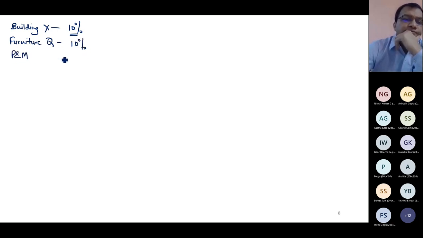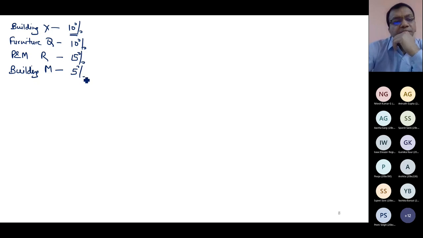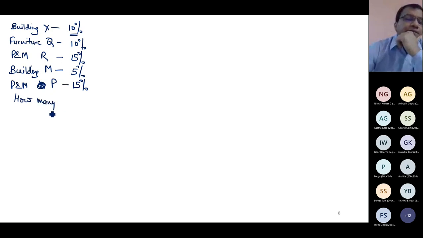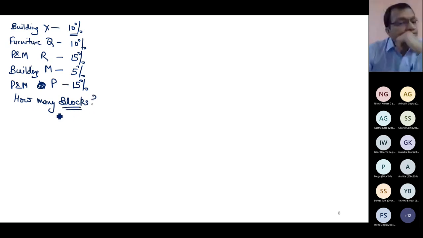Plant and machinery R, 15% rate. Building M, 5% rate. Plant and machinery, sorry, not X, P, 15% rate. Can you tell me how many blocks will be there? How many blocks? 5 or 4? Sir, 4.